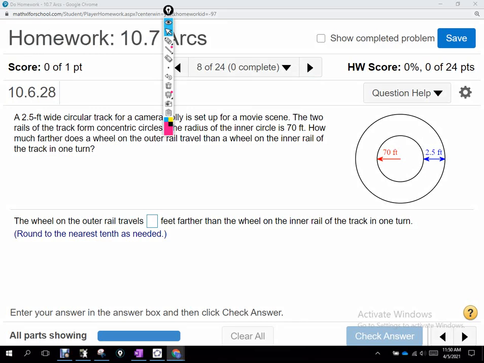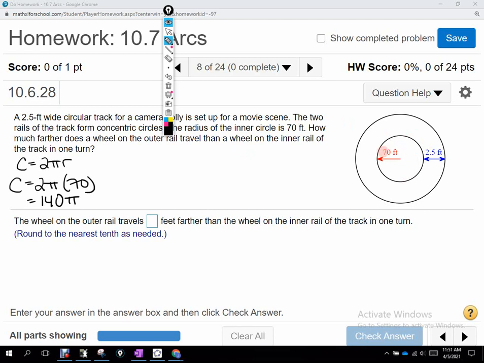Okay. So if I'm talking about circumference here, what is the formula for circumference? 2 pi r. Okay. Circumference equals 2 pi r. Now, what they're showing me here then is that for this inner track, it has a radius of 70 feet, correct? So if I want that circumference, it's 2 pi times 70, which is 140 pi. Would you agree with that?